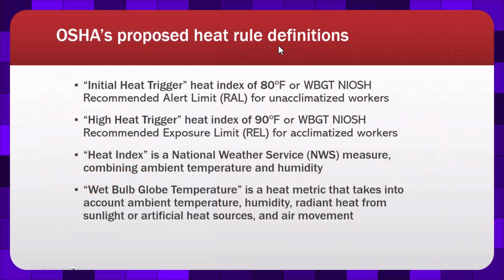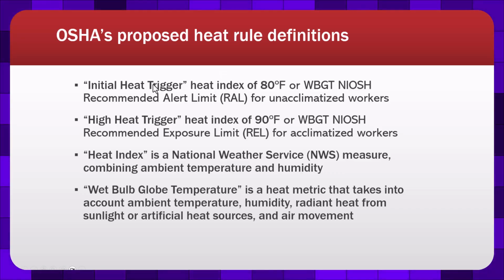So this is OSHA's proposed heat standard. They have some triggers. They tend to go by the wet bulb globe temperature, that's WBGT. You need a special piece of equipment to measure that. It measures dry bulb, wet bulb, and then globe temperature, which is radiant heat. And it determines sort of a heat index.